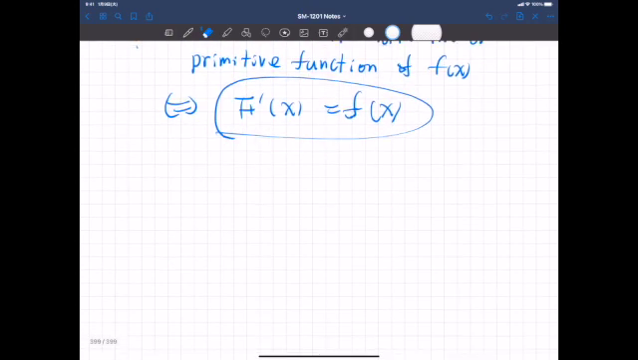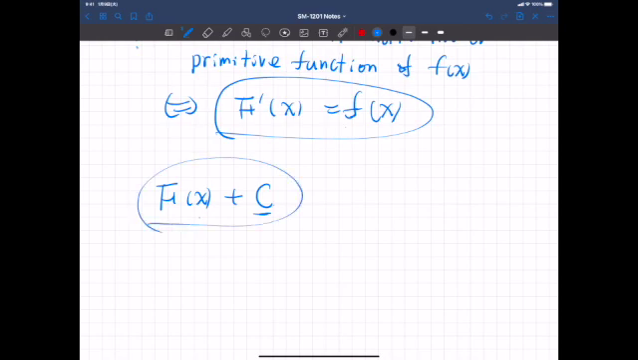From this definition of antiderivative, we can see that if this is an antiderivative of lowercase f of x, then it is also true that any function of this form, F of x plus c, where c is a constant, is also an antiderivative of the same function f of x, because if you differentiate this with respect to x, then it is also lowercase f of x, because the c will disappear when differentiated. In fact, the converse is true.